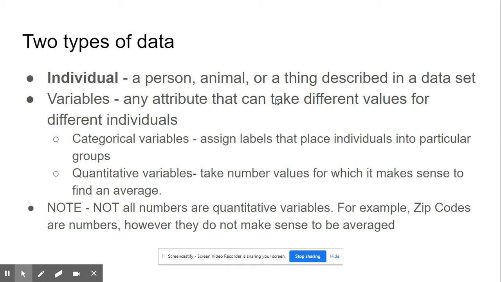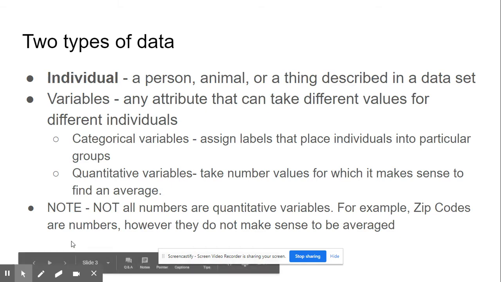There are categorical variables, which assign labels that place individuals into particular groups, or quantitative variables that take number values for which it makes sense to find an average. It's important to point out that not all numbers are quantitative variables. For example, zip codes are numbers, but they're more categorical variables than quantitative variables.